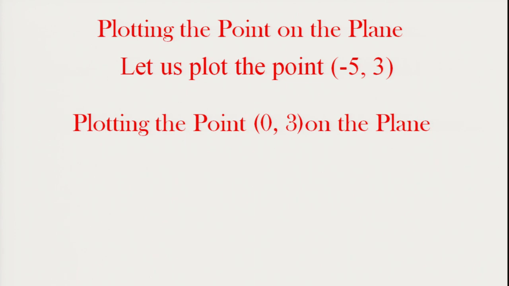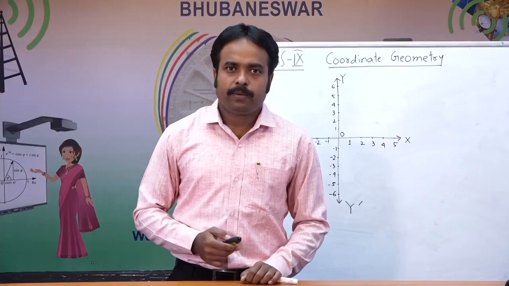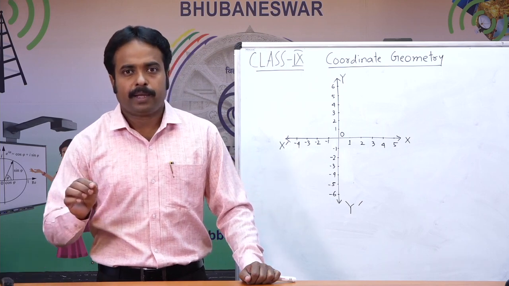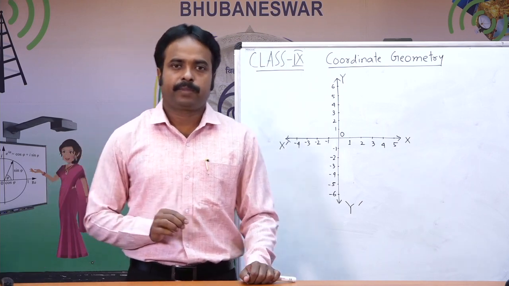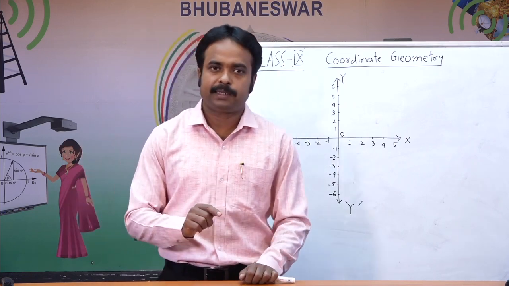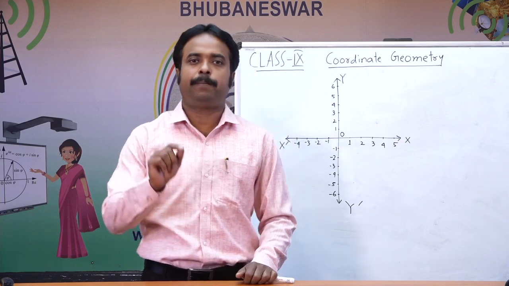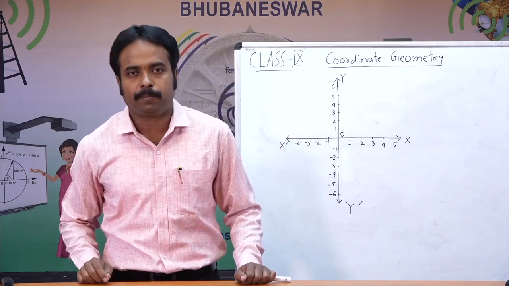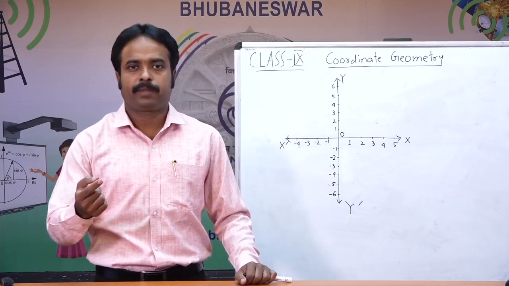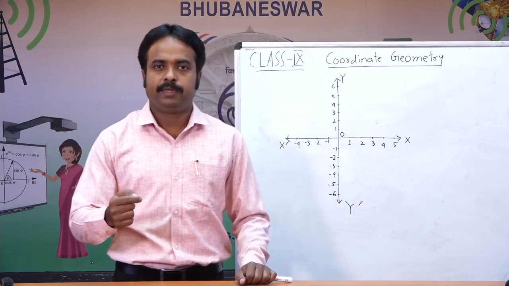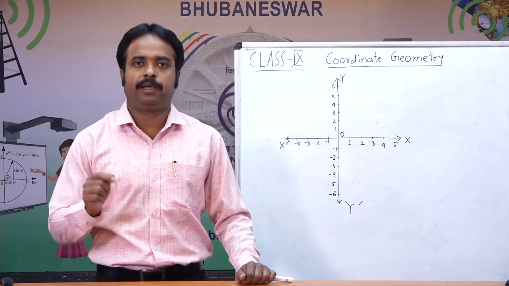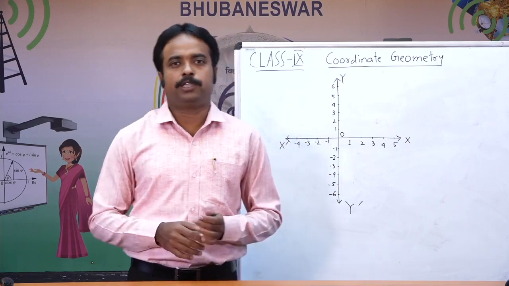Today we are going to discuss how, if the coordinates are given, we can plot that point. In the last class, we discussed that if a point is given on the Cartesian plane, then how can we say the coordinates of that point. Now, reversely, we have to discuss that if the coordinates are given, how can we plot these points?